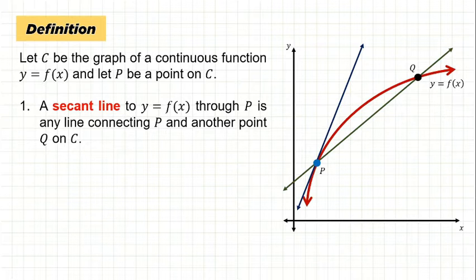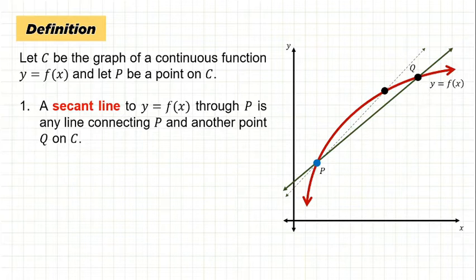A secant line to y equal to f of x through point P is any line connecting P and another point Q on C. So if you are going to connect 2 points on the curve, ang tawag doon ay secant line. So papaano ba makakatulong itong secant line sa pagko-construct ng ating tangent line? Now, what if I'm going to move this point Q closer to point P? Like this one. Suppose ito yung bago nating point. In that case, we will have another secant line. So as you can see, mas malapit na yung form niya sa tangent line natin kesa sa naunang secant line.